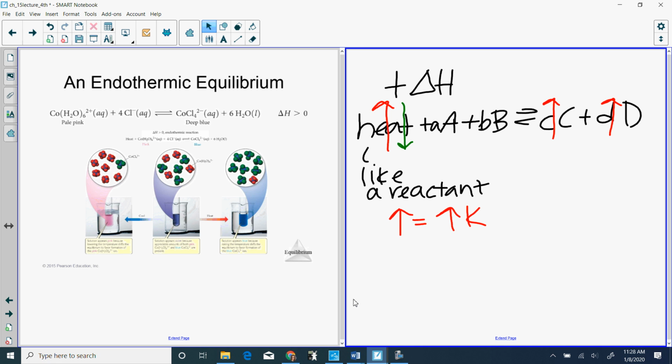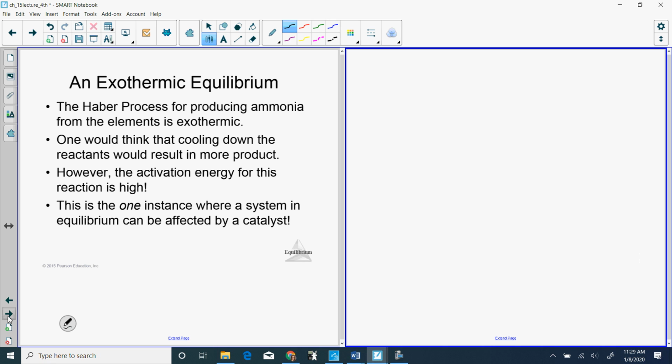Okay, so if I decrease my temperature, my heat is on my reactant side. If I decrease my temperature, my equilibrium is going to shift in reverse. So now my A and my B go up. My A and my B are the denominator, so my K is going to go down. What about exothermic, though? It's the opposite. It's going to be all backward. Exothermic is a negative delta H.